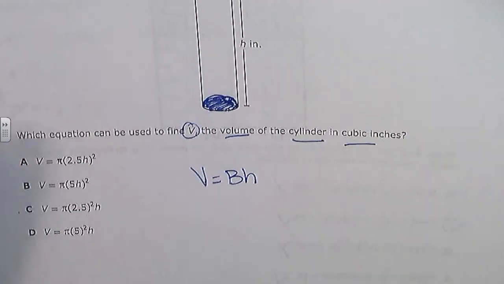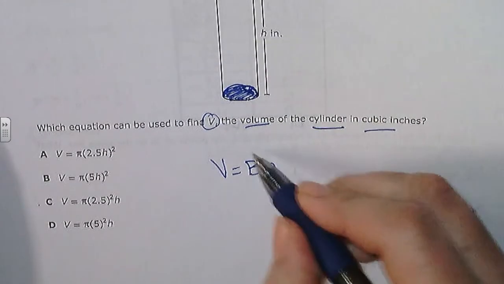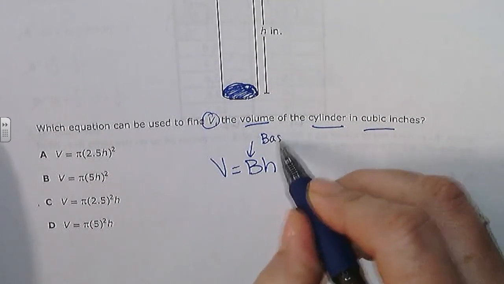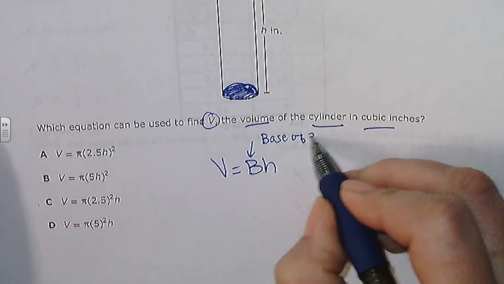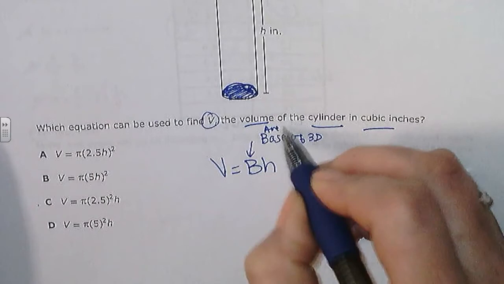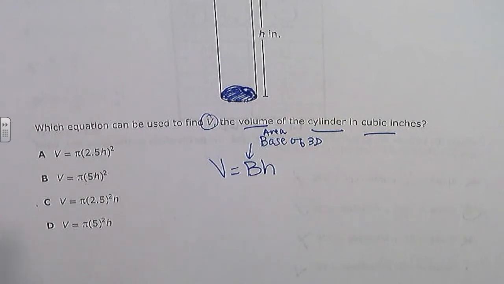Now I'm going to show you a cool strategy. It's pretty nifty. And doesn't this mean base? We all know that, right? Capital B means base. Base of the 3D shape. And area of the base of the 3D shape. What is the shape of the base? You're right. Circle. Thank you.